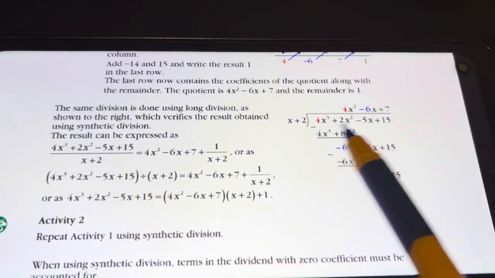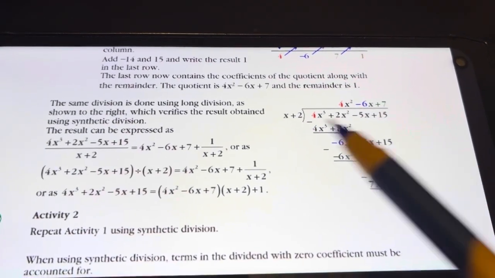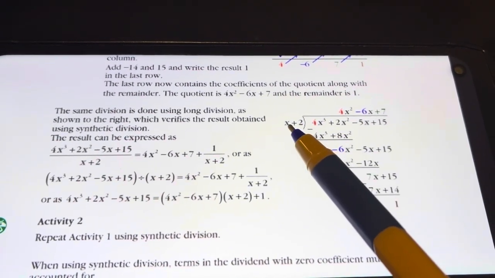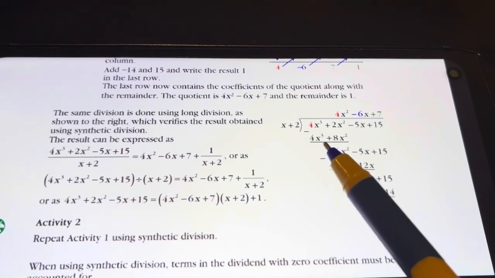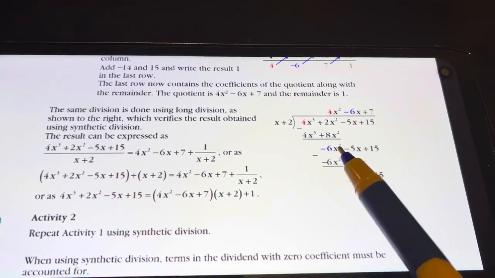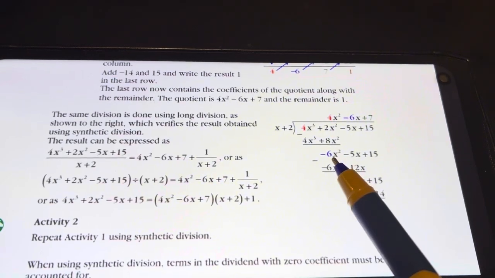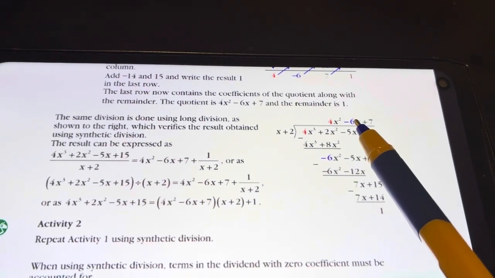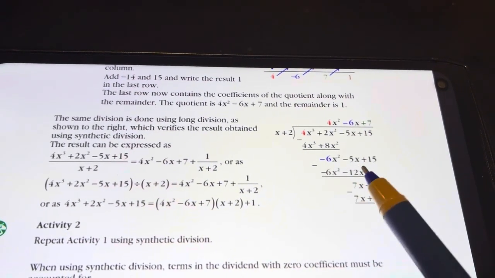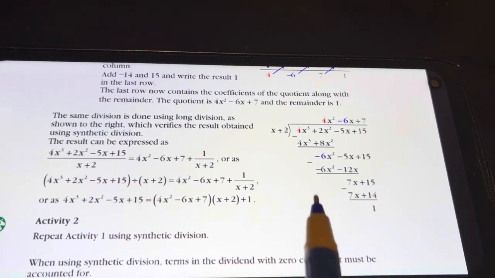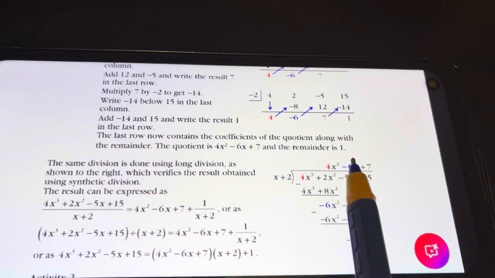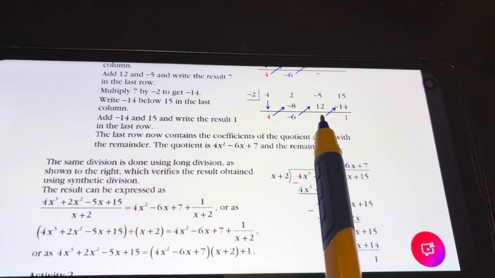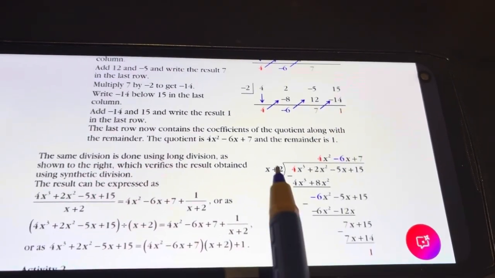And here he's showing you the normal long division that we used to do: 4x cubed divided by x will be 4x squared. Then you multiply this and subtract this, and it will give you this. Then minus 6x squared divided by x will be minus 6x, times this will give you this, and so on. You will have exactly the same answer as this one, which is 4x squared minus 6x plus 7, and the remainder is 1 over this.